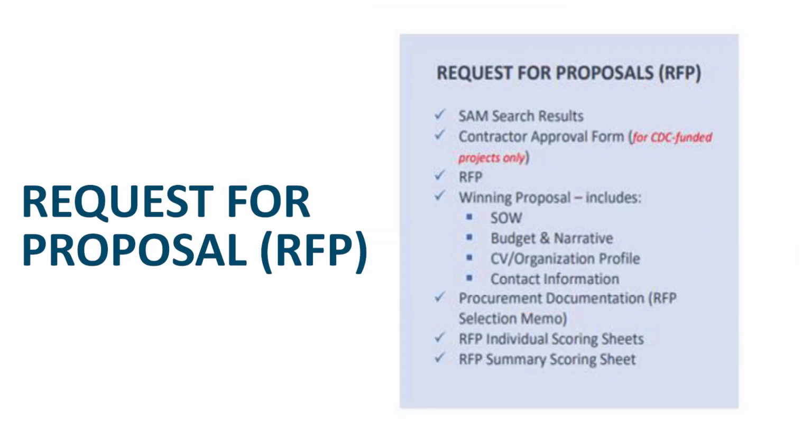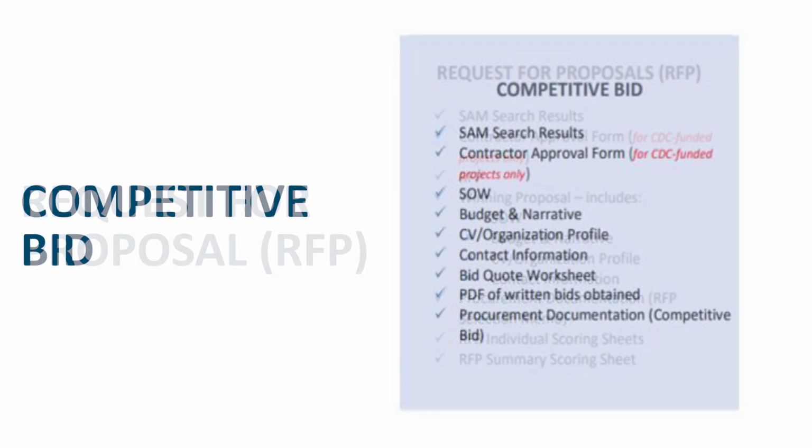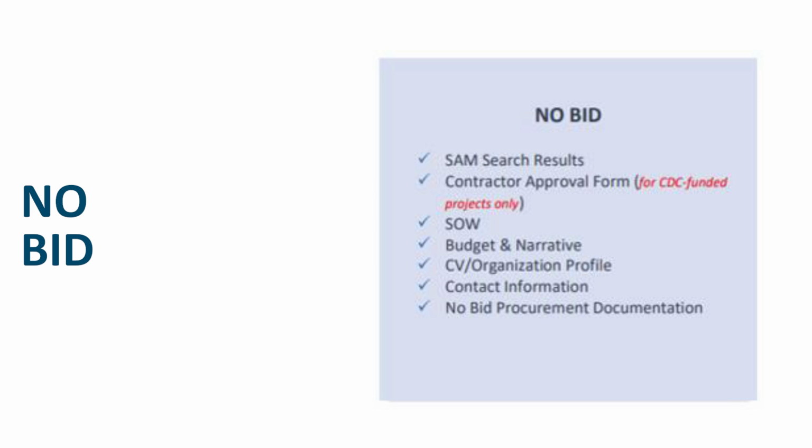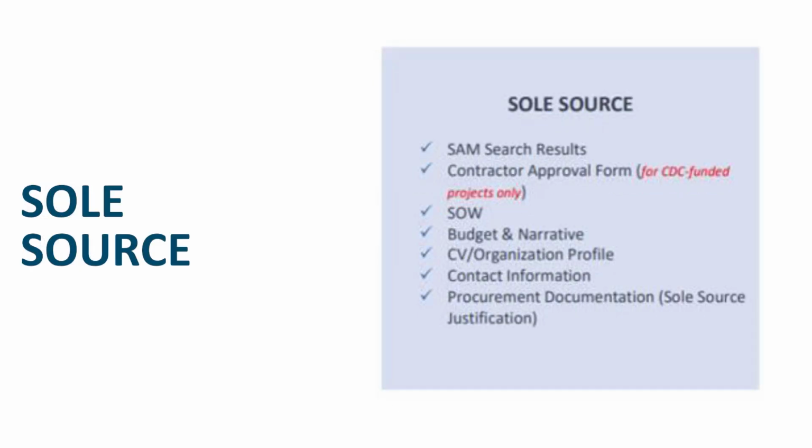Requests for proposals, also known as RFPs, are equal to or greater than $100,000. Competitive bids are $10,001 to $99,999. No bids are up to $10,000, and sole source can be for any amount.